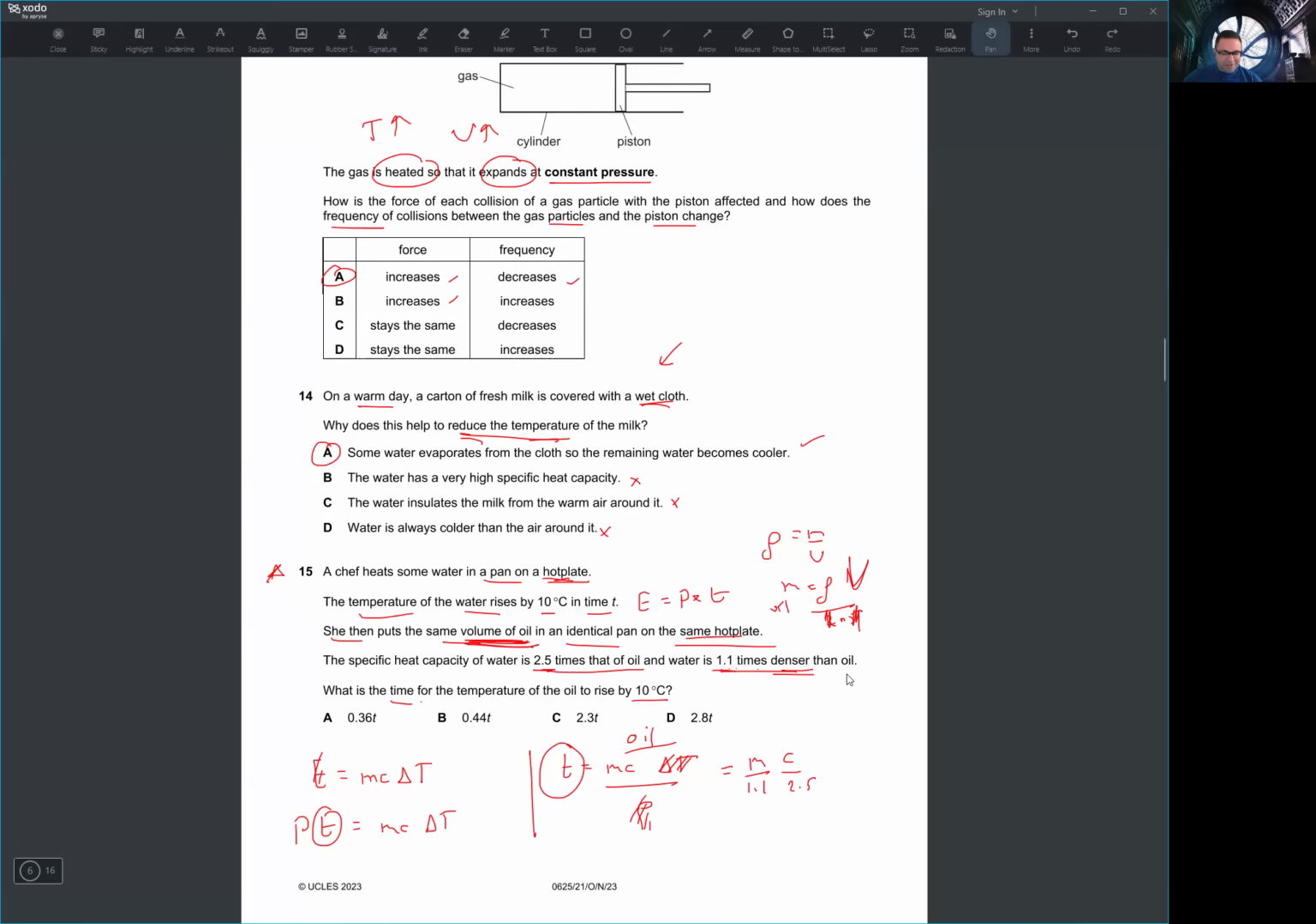Well, do 1 over 1.1 times 2.5. On the calculator, you do this by saying 1 over 1.1 times 2.5, and see what comes out. It comes out as 0.363636. So what's the answer? 0.36.